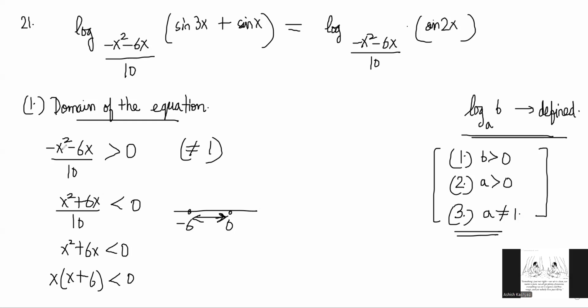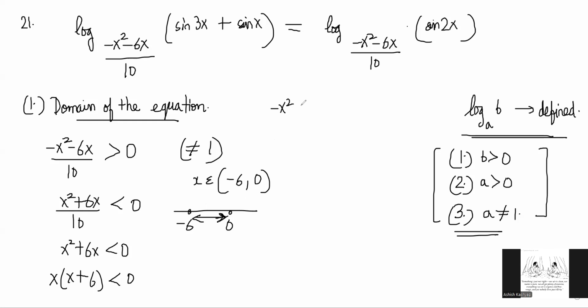X cannot be 0 because then the whole thing is 0. And x cannot be minus 6 also, I think, because you'll get minus of 36 minus. So x belongs to minus 6 to 0, excluding 0 and minus 6. Also, it cannot be equal to 1. So this cannot be equal to 1.